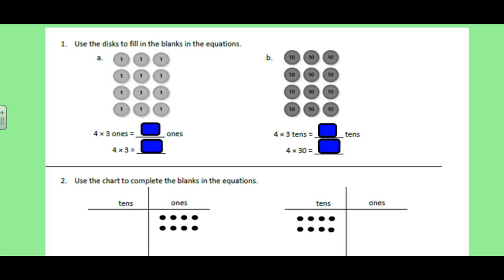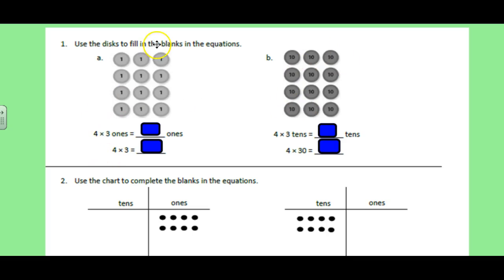Okay, so for number 1, it says use the disk to fill in the blanks in the equations. So they're talking about all of these right here. We learned back in the concept development that these are disks. They're just place value disks. So these are just equal to 1s and these are worth 10.